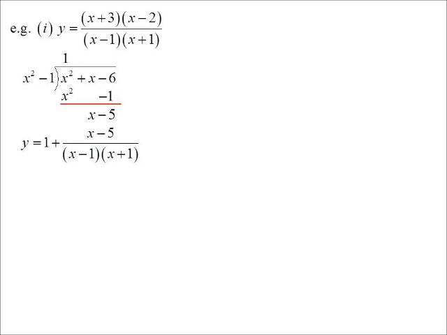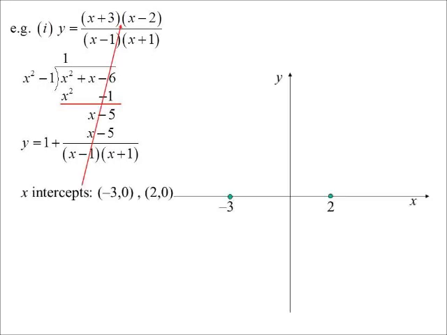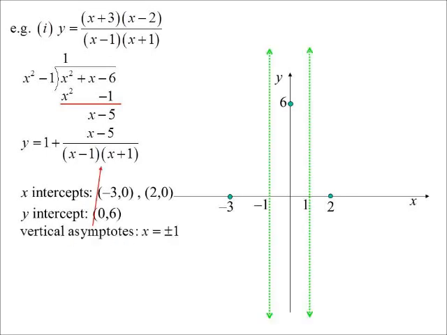So I know we have x-intercepts. The x-intercepts are where the original function equals 0. They're nice and easy to find: -3 and 2. The y-intercept is another easy one to find: 6. Vertical asymptotes: the bottom of the fraction can't equal 0, so plus or minus 1. Let's draw those in.